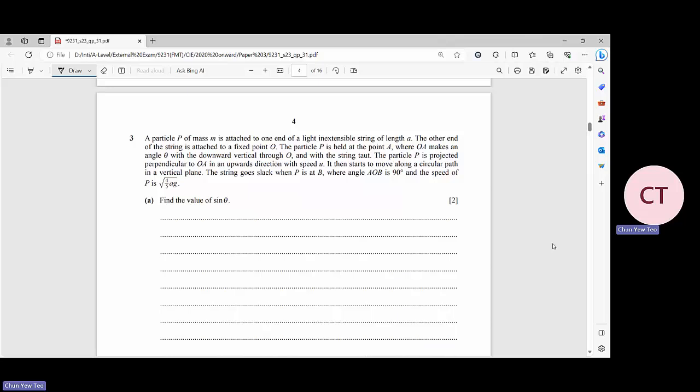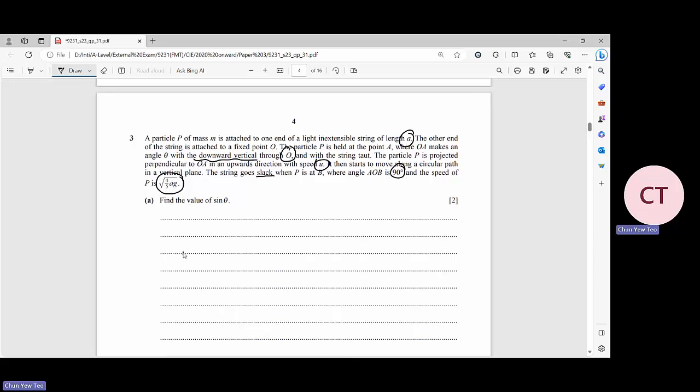Okay, now we take a look at question number 3. A particle P of mass M is attached to one end of a light inextensible string of length A. The other end of the string is attached to a fixed point O. The particle P is held at the point A where OA makes an angle theta with the downward vertical through O. With the string taut, the particle P is projected perpendicular to OA in the upward direction with speed U. Then it starts to move along a circular path in the vertical plane. The string goes slack when P is at B, where AOB is 90 degrees, and the speed of P is square root of 4/5 AG.